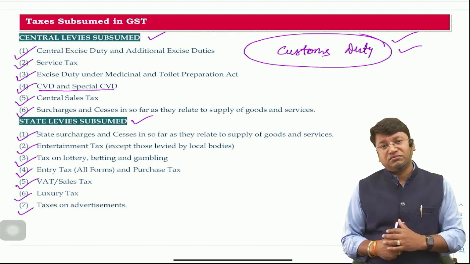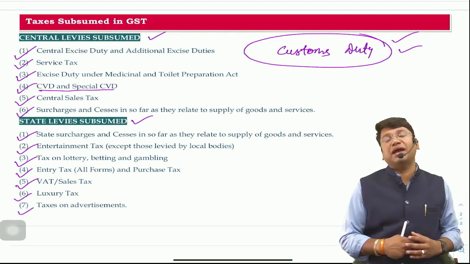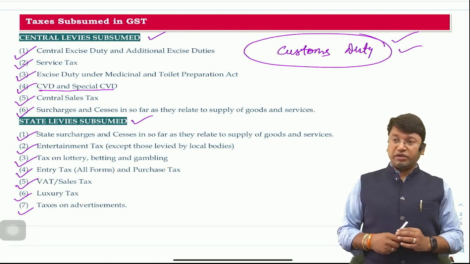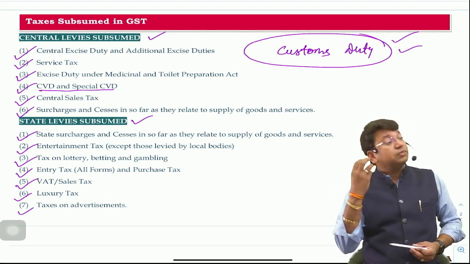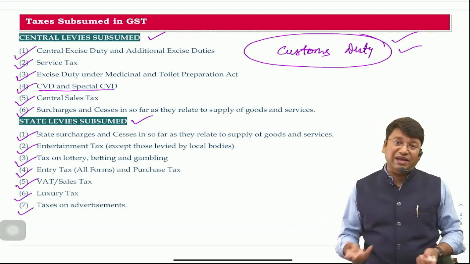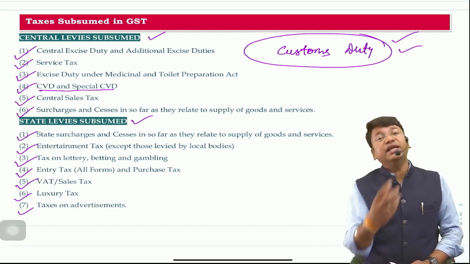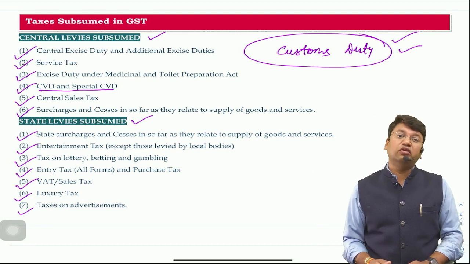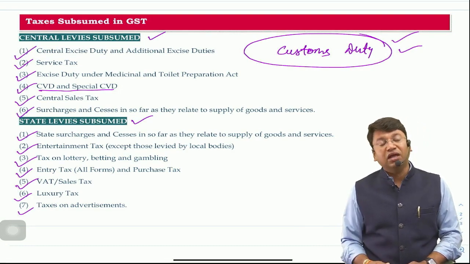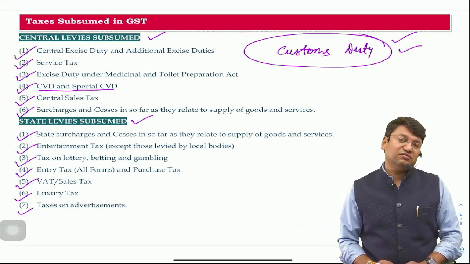Now, one question will come to our mind. Okay, all these taxes got subsumed in GST, agreed, but why? What was the reason? What was the need for such a great economic reform? Why was it required? What was the lacuna behind the earlier laws?